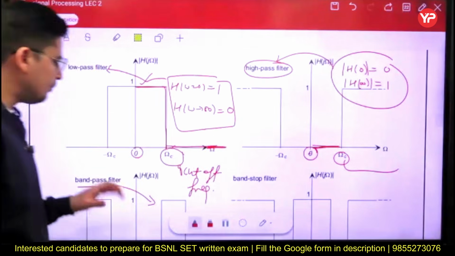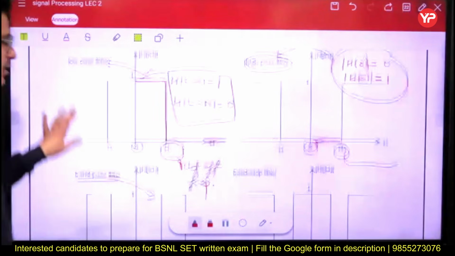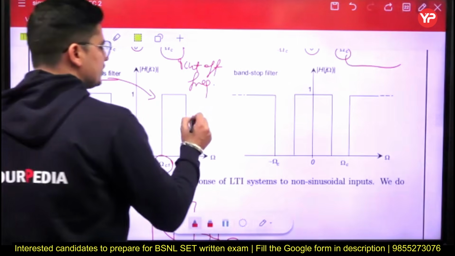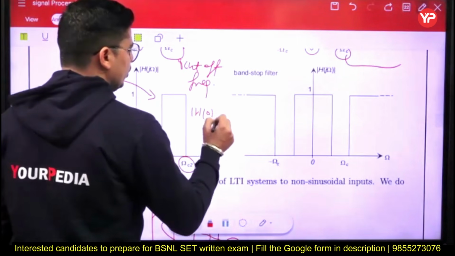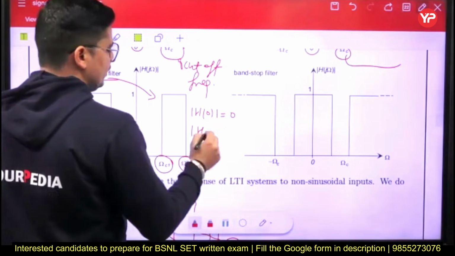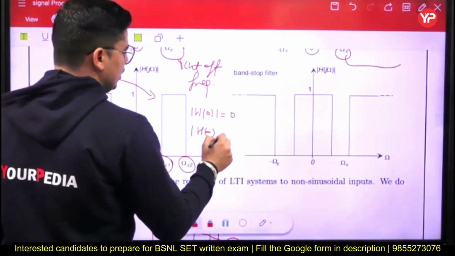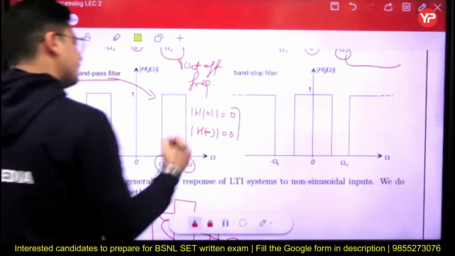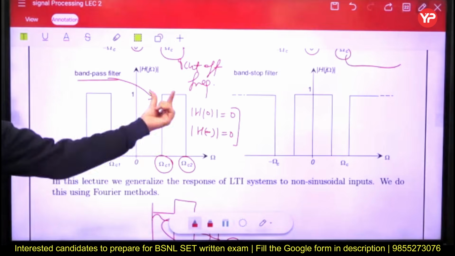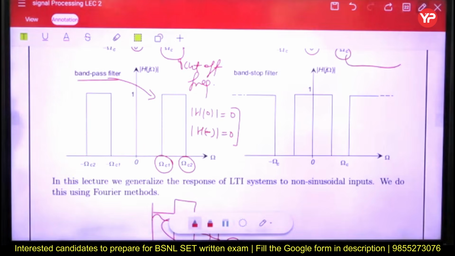Band pass means it will pass a particular band of frequencies; that is the band pass filter. If you talk about the gain of this band pass filter at omega equal to 0, that is 0, and the gain of this band pass filter at infinity is also 0. That means it will pass a particular band of frequencies in between these two frequencies, right? That's why it is called a band pass filter.